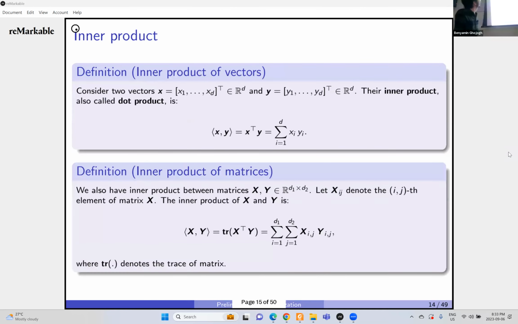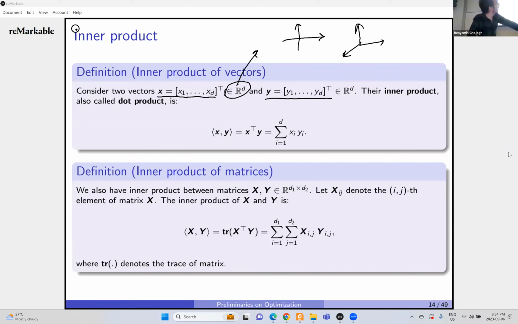Now inner product. Assume you have two d-dimensional vectors, x and y. By the way, what does R^d mean? It means a d-dimensional Euclidean space. Cartesian is a representation, but let's call it Euclidean space. So this is a two-dimensional Euclidean space. This is a three-dimensional Euclidean space, right? When I say R^d, it means d-dimensional Euclidean space, and every point in this space is represented by a d-dimensional vector.